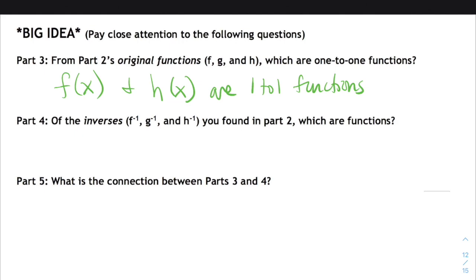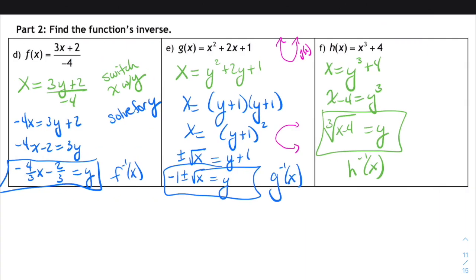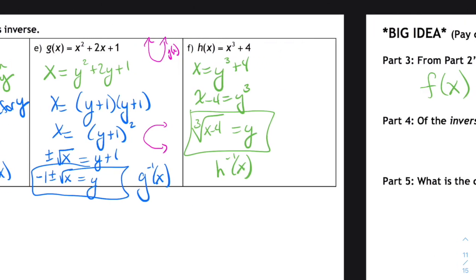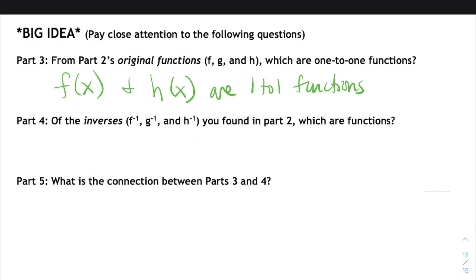Okay, so looking back again at the inverses, we see the inverse of functions f, g, and h. They want to know which ones of these are actually functions. It's only that middle one that looks like that parabola that got tipped to the right. That's the only one that is not. So we would say here that the inverse of f and the inverse of h are functions.